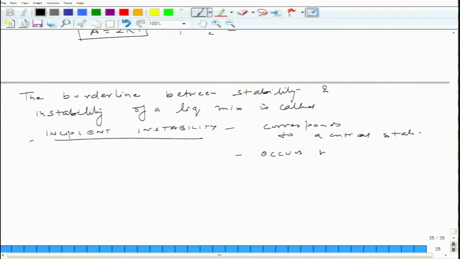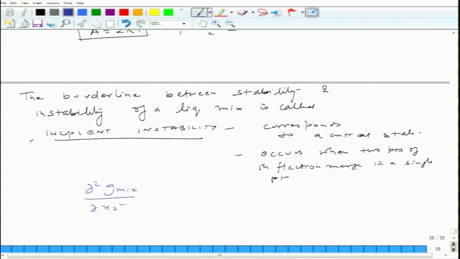So basically it occurs when two points of inflection merge into a single point. Okay, well, this may look like a very complicated statement, but in a simpler way this is characterized by looking at simply the second order being 0 or the third order being 0. Okay, that is what it looks like.